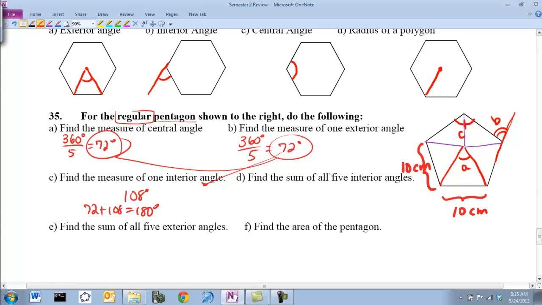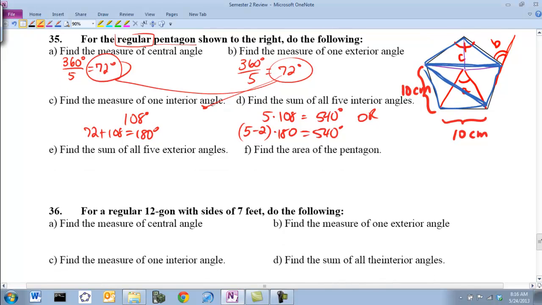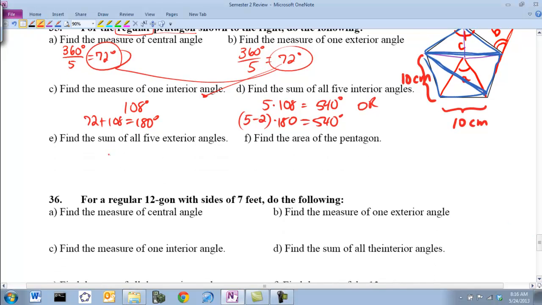The sum of all 5 interior angles, well, take 5 times 108, we get 540 degrees. Or you could use the formula which said if there are 5 sides, then there would be 3 triangles, and for those of you playing along at home, those would be triangles using these blue lines like this. I get 1 blue triangle, 2 blue triangles, 3 blue triangles. That's where the 5 minus 2 comes from, times 180, which is still 540. Same answer, different technique. Sum of all 5 exterior angles, well, the cool thing is they always add up to 360, so it doesn't matter.